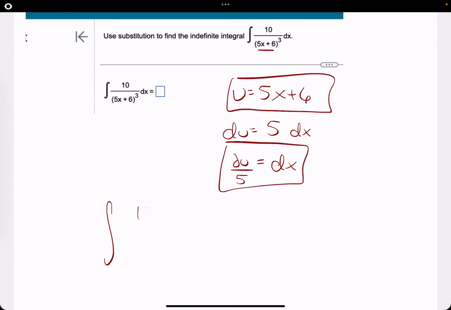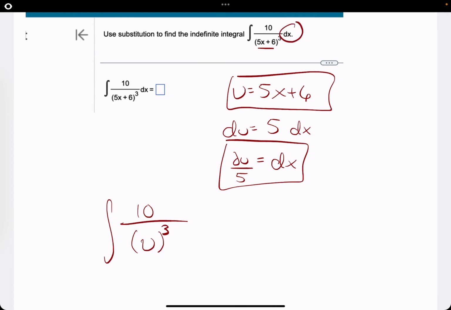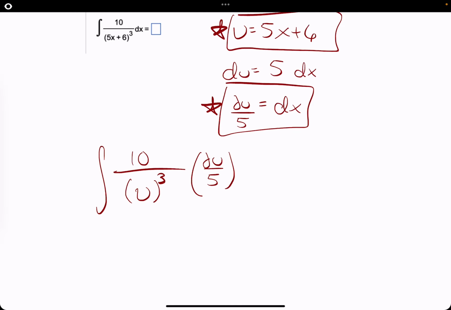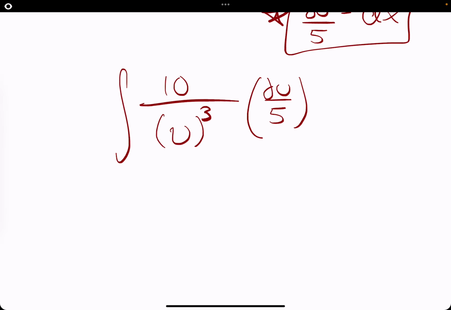So we have the du over 5 in place of dx. We have 10 on top. We have u to the 3rd on the bottom. And in place of that dx on the end, instead of writing dx, we are going to write du over 5. Again, that comes from here. So we've used our u to substitute, and we've used our du over 5 to substitute. So now we have the whole integral in terms of u and du. In other words, gotten rid of all the x and dx terms.